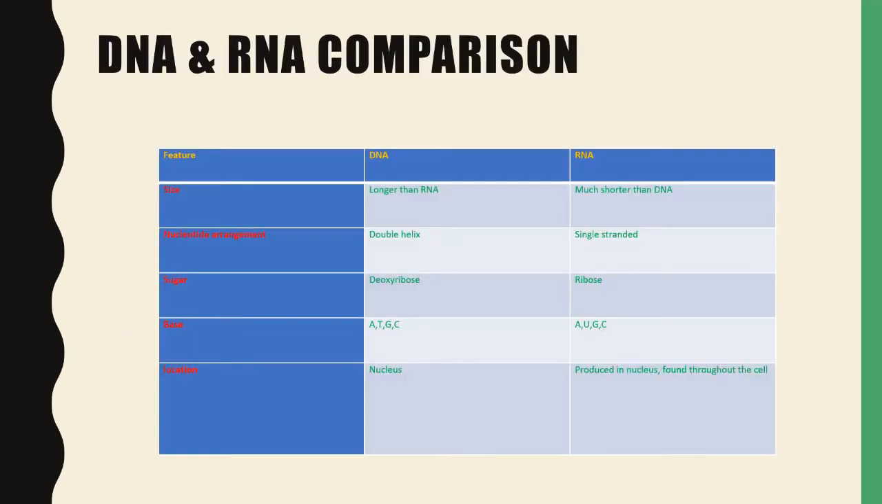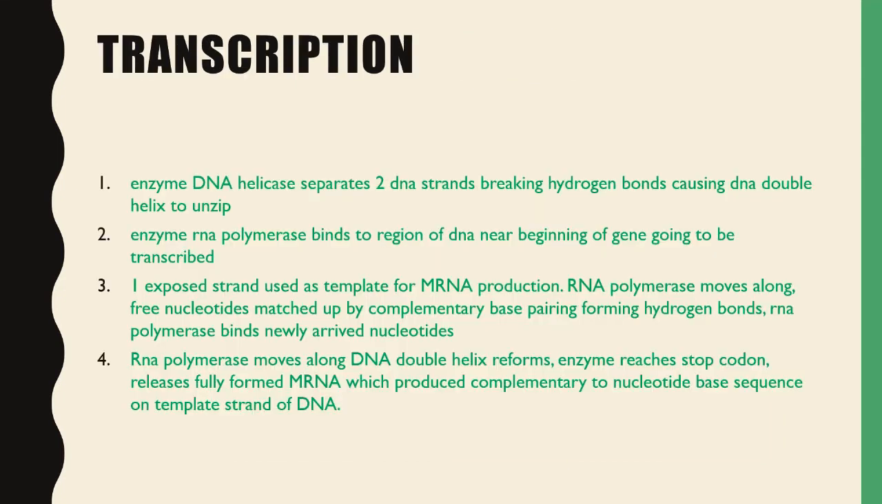So this is a comparison between DNA and RNA. In size, DNA is longer than RNA, and RNA is shorter. For nucleotide arrangement, RNA is single-stranded and DNA is a double helix. For sugars, RNA has ribose and DNA has deoxyribose. The bases for DNA are adenine, thymine, guanine, and cytosine, and in RNA they are adenine, uracil, guanine, and cytosine. DNA is located in the nucleus, and RNA is produced in the nucleus, but you can find it throughout the cell.